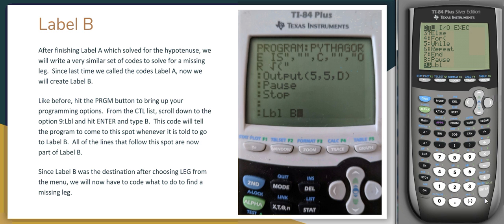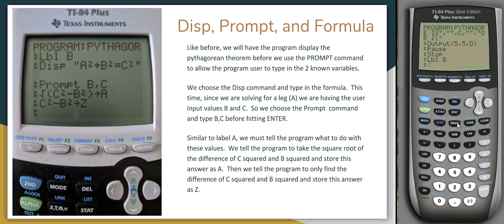We go back down to label B. So again, from our original menu that we created way up here, if you use A, we do everything we just did. But if you go to B, now it knows to jump down to this part. So we're going to have it do essentially, in many ways, the same thing. It's going to display the formula, so, oops, I wanted alpha A squared plus B squared equals C squared.